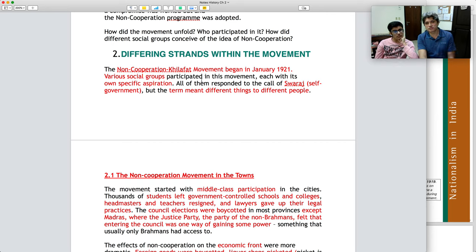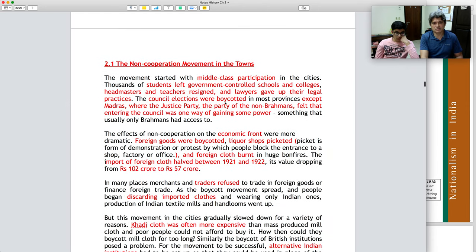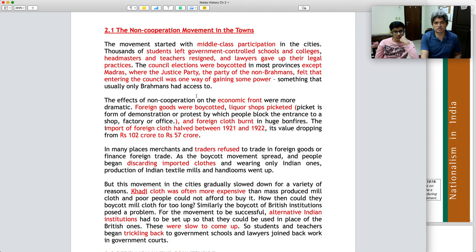Various social groups participated in the movement, each with its own specific aspirations. All of them responded to the call of Swaraj, which is self-government. Everyone said, yes, Swaraj is what we want. But the term meant different things to different people. The non-cooperation movement in the towns.